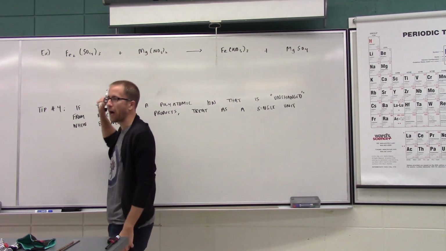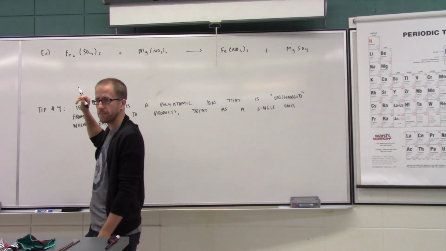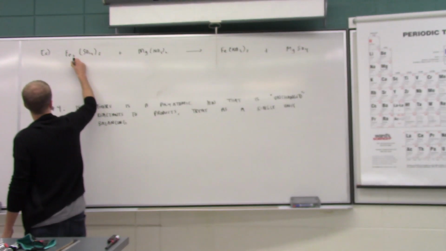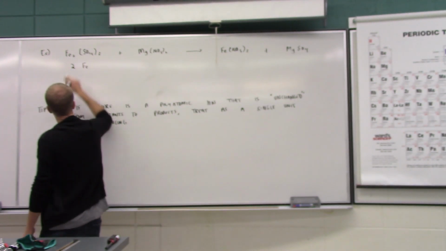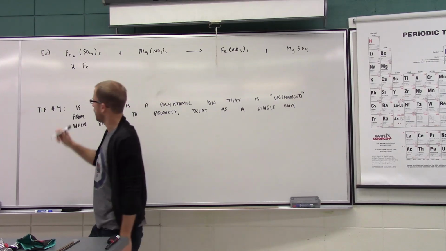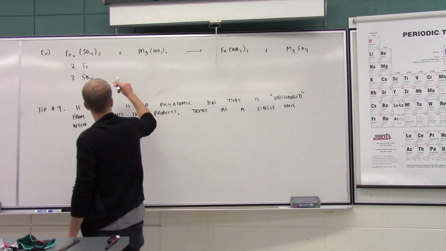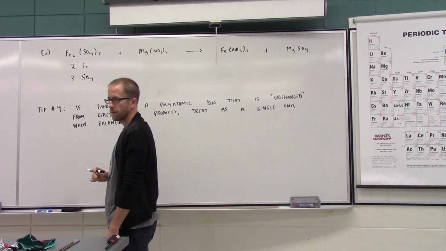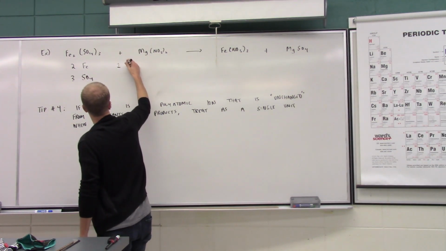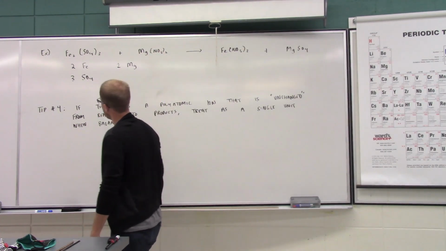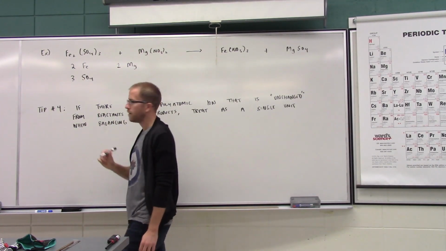So let's start here with irons. How many irons do we have? We have 2 irons. How many sulfates do we have? We have 3 sulfates. How many magnesiums? We have 1. And how many nitrates? We have 2.